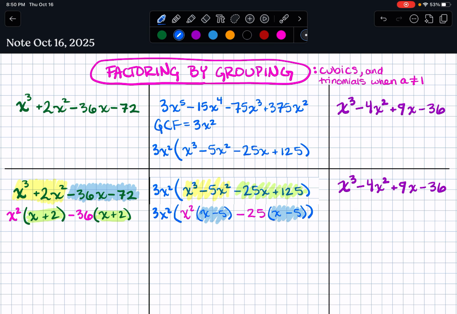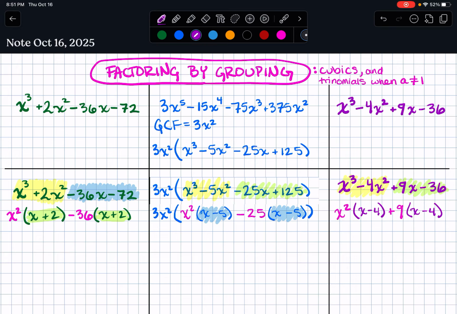And then finally, for my purple example, focusing on my front two terms, if I factor out an x squared, that leaves me with x minus 4. And then on my back two terms, if I factor out a positive 9, that leaves me with x minus 4.